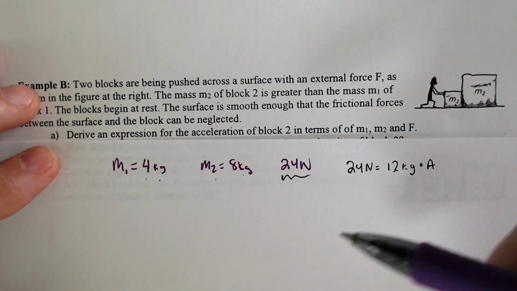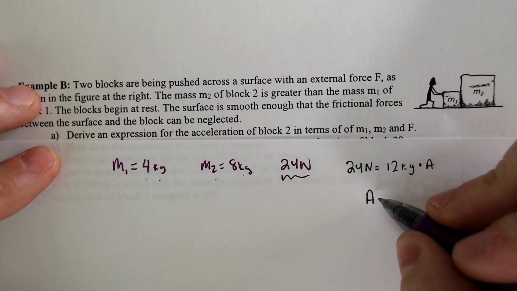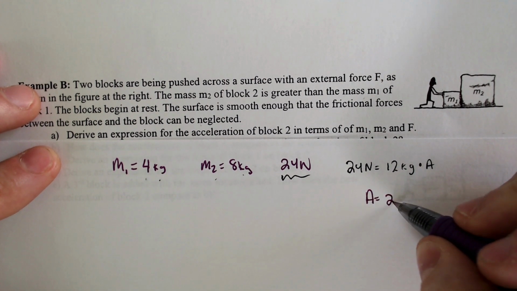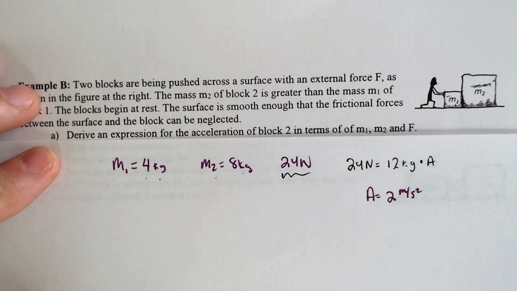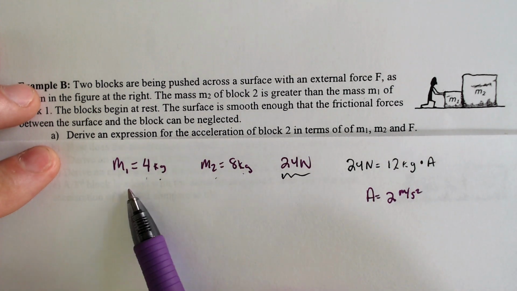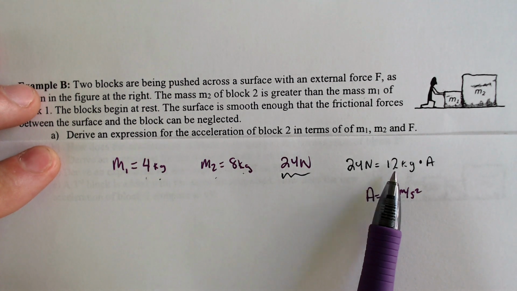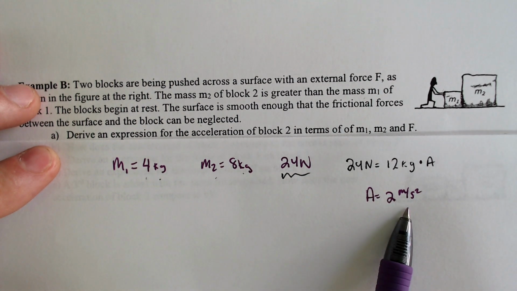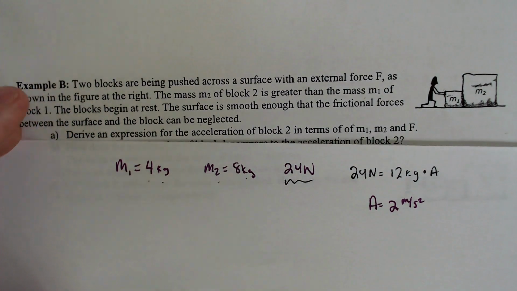What do we have to do to figure out the acceleration? We would have to divide. And if we divide, we'd find out that our acceleration in this case would be 2 meters per second squared, because 24 divided by 12 is 2. Okay, well that tells us something. That tells us that we needed to combine the mass of 1 and mass of 2 to be able to get the 12. And then we needed to divide to get our acceleration. So with that in mind, let's do the problem without that.